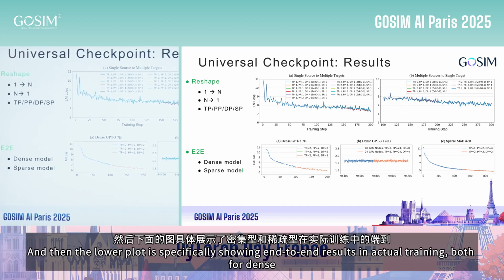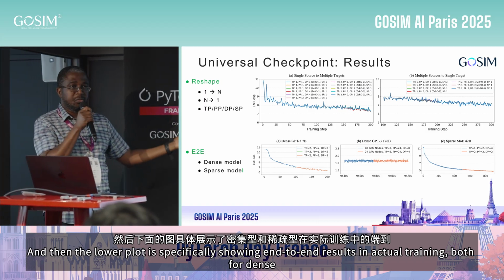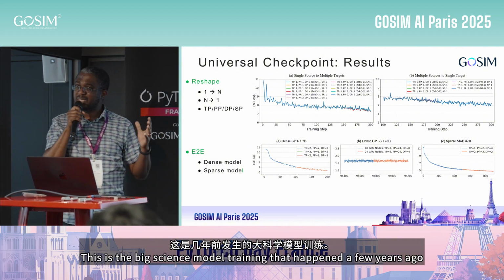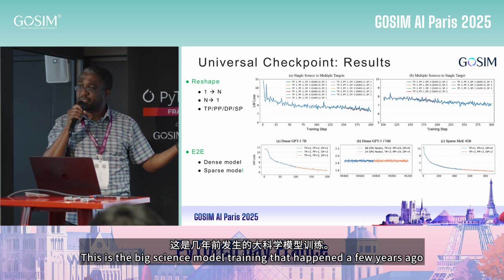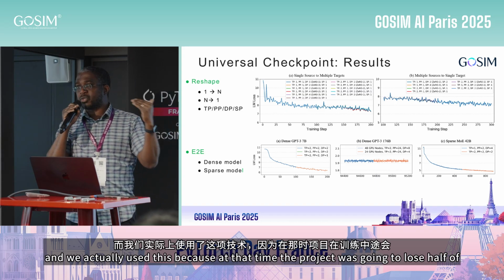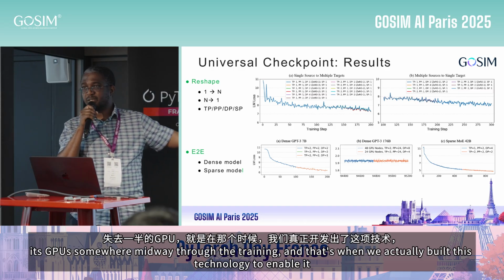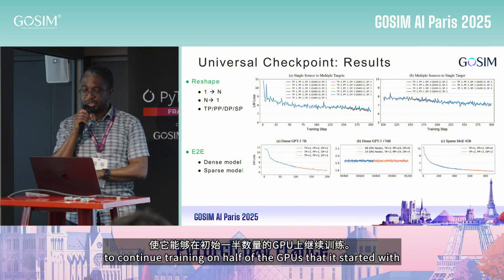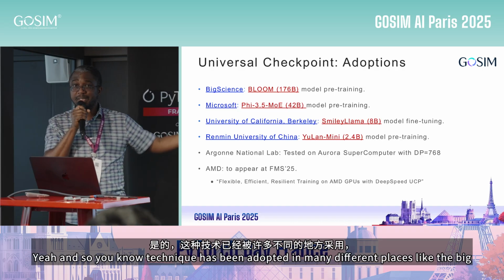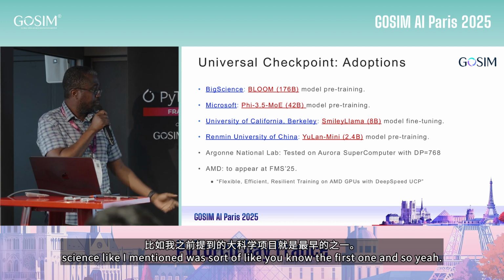And then the lower plots are basically showing end-to-end results in actual training, both for dense and sparse. I'll draw your attention to the middle one, the GPT-176B. This is the BigScience model training that happened a few years ago. We actually used this because at that time, the project was going to lose half of its GPUs midway through the training. And that's when we built this technology to enable it to continue training on half of the GPUs that it started with. Yeah, and so this technique has been adopted in many different places, like BigScience, like I mentioned, was the first one.